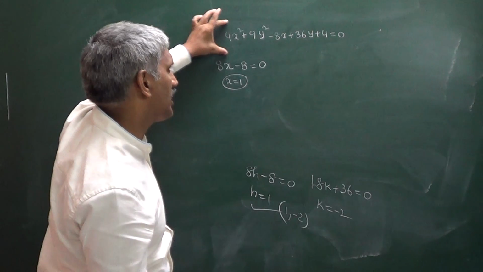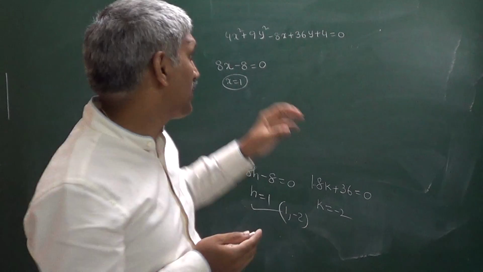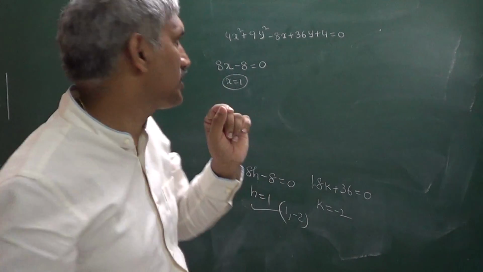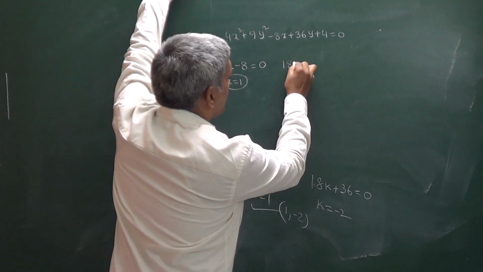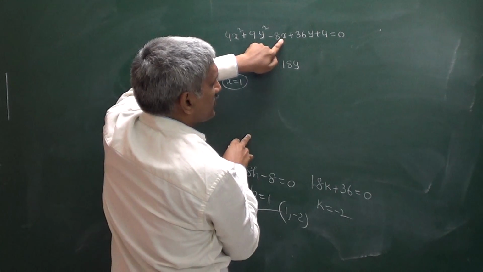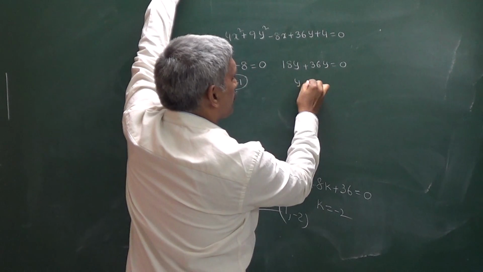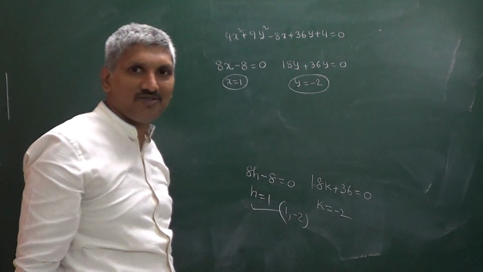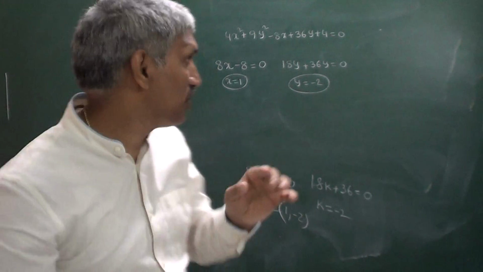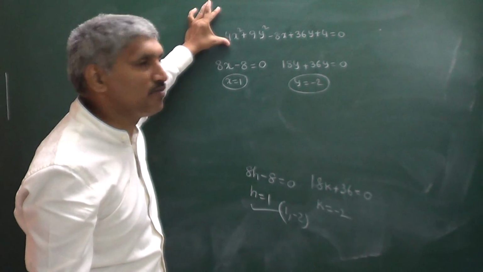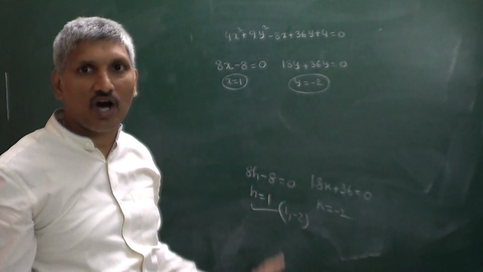Next, differentiate this one by considering x as a constant. Constant differentiation 0. 9y square differentiation is 18y. Constant differentiation 0, plus 36y is equal to 0. Therefore we will get y is equal to minus 2. So that is the way we can directly do it. To remove the first degree terms in this equation, the origin should be shifted to 1 comma minus 2. Earlier method, and this is the way we can do it in an objective exam.